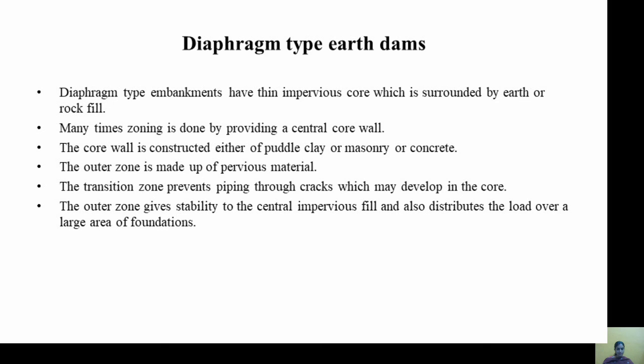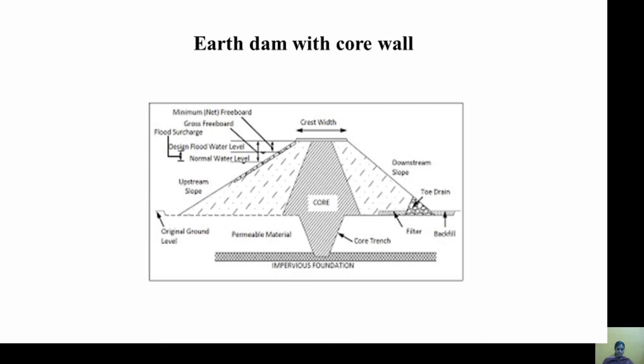So the outer zone is made of pervious material whereas the inner zone is made of impervious material, which may be either puddle clay, masonry or concrete. This is a typical cross section of a diaphragm type earthen dam, which is built on a hard impervious foundation. The core material is made up of hard rock, concrete or masonry.